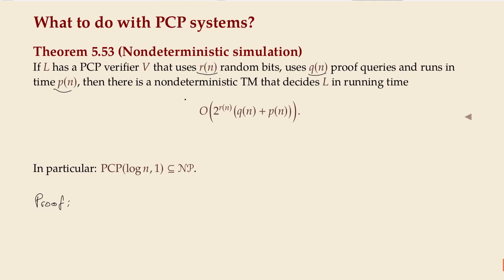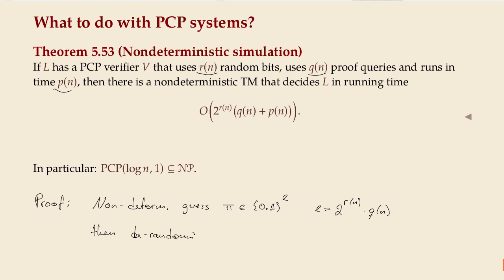Then we can actually simulate this proof system by a non-deterministic Turing machine with the following running time. It's exponential in the R, but just linear in the other terms. And the proof is essentially, we just describe how you would do this, but it's simple. You non-deterministically guess pi, which has exactly the length L, where L is 2 to the R times Q. That was the length that we allowed. And you can do that in this running time, 2 to the R times Q. You can generate this proof string. And then you de-randomize the verifier V by just running all its potential random runs sequentially, one after another.